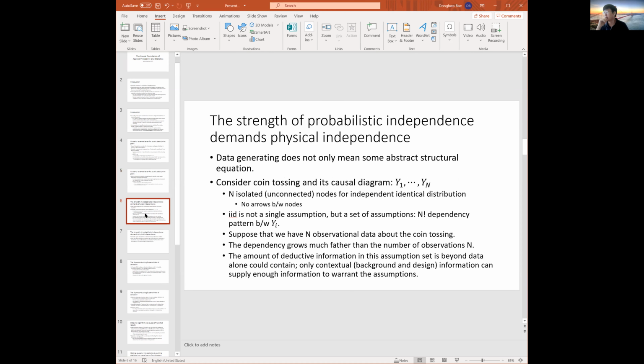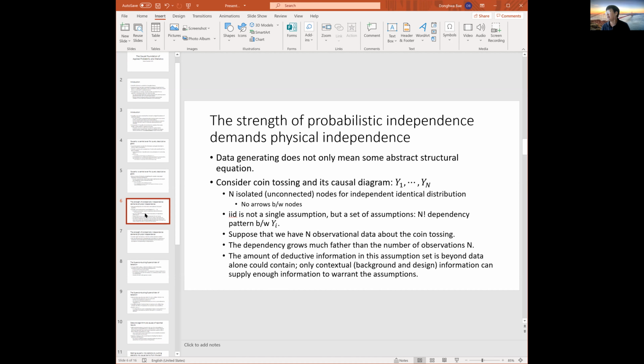And then the author gives another kind of example about probabilistic independence demanding physical independence. The data generating process in the previous example does not mean some abstract structural equations behind it. Even the simple coin tossing example has that part as well.